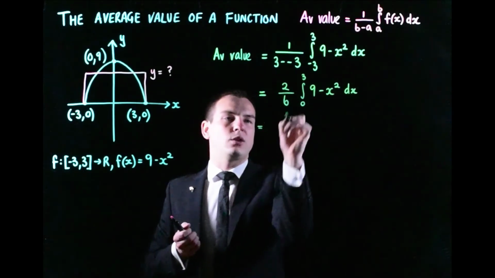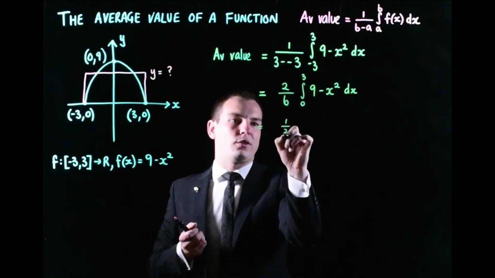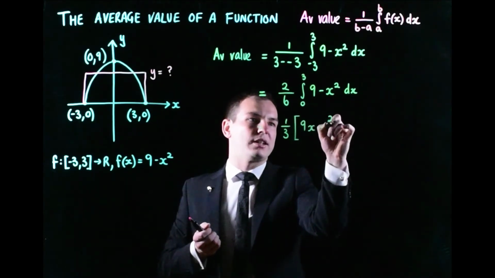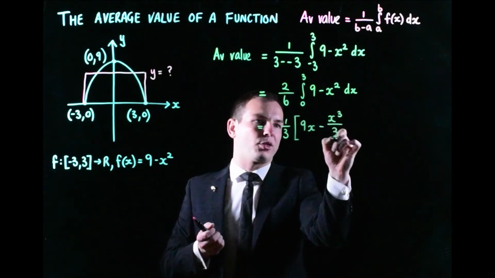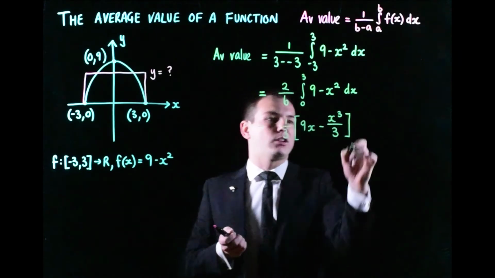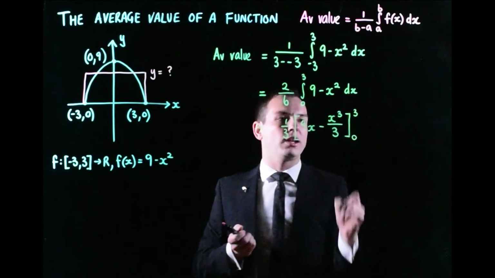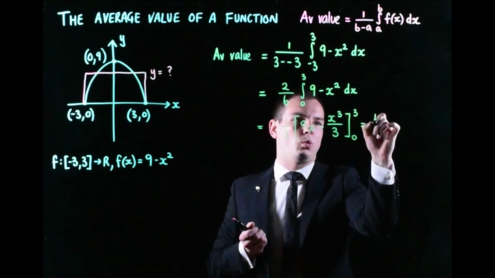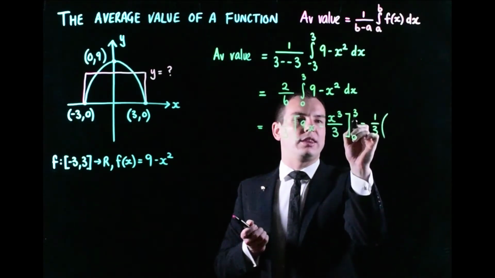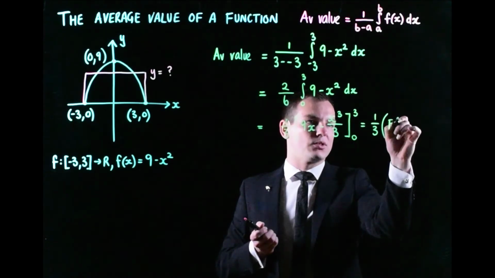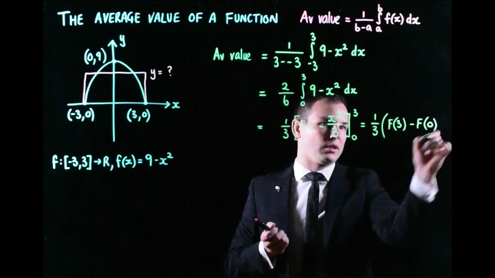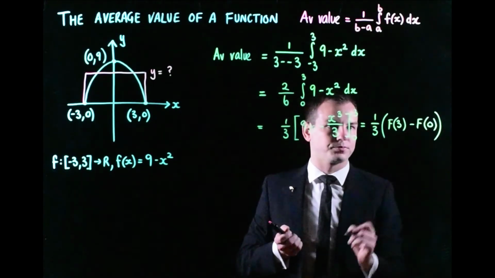So this is going to equal 2 over 6 is 1 over 3 times the antiderivative, which will be 9x minus x cubed over 3, and that's adding 1 to the power and dividing by the new power. And we're going to evaluate that between 0 and 3. So that's going to equal 1 on 3 times, and then we'd substitute in the upper value into the antiderivative. So we're going to have f of 3 subtract f of 0, the lowest value substituted in.